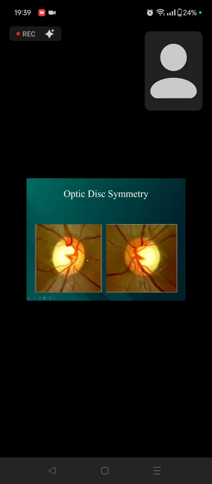So now we have come to know about the symmetry. So this is the right eye and left eye picture of the same person. You can see the size, almost same size, and the shape. You can see the disc is vertically oval, cup is horizontally oval in both eyes, and the CD ratio is almost 0.5 in both eyes. So this is a symmetrical disc and cup.